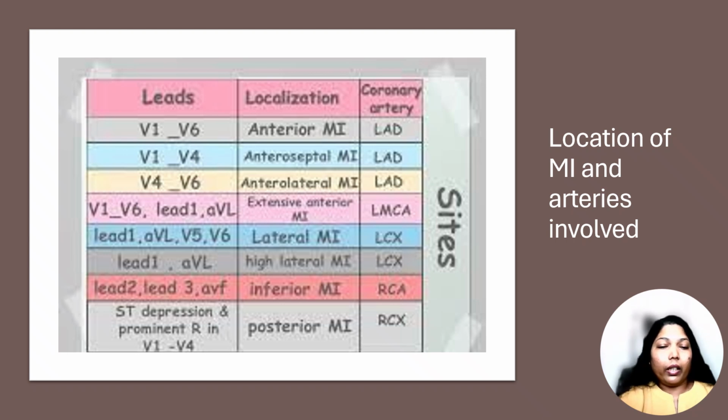Then lead 2, lead 3 and AVF, all these are towards the bottom of the patient's body, so that is inferior, and the artery affected is RCA, the right coronary artery. And if there is ST depression and prominent R in V1 to V4, then it is posterior MI, and the artery affected is the right circumflex.